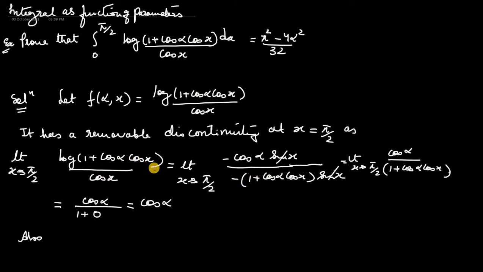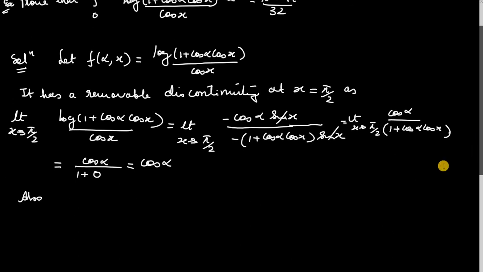So using L'Hopital's rule, differentiate the numerator and the denominator separately with respect to x. Then you see that it reduces to the limit x tends to pi by 2 of cos alpha by (1 plus cos alpha cos x). Now, if you place x as pi by 2, the denominator will not be 0, so it will come out as cos alpha. That's why this one has a removable discontinuity only at x equal to pi by 2.